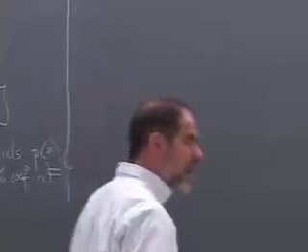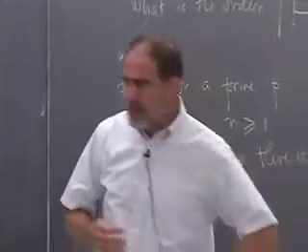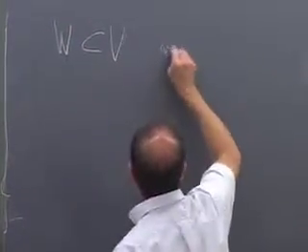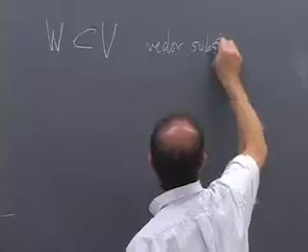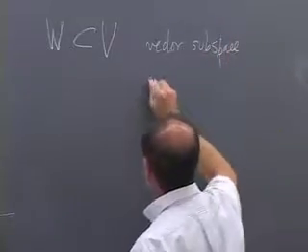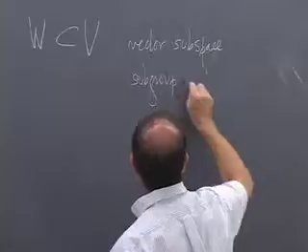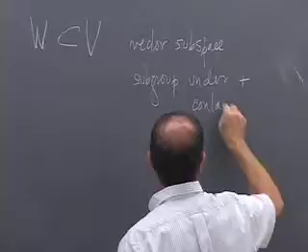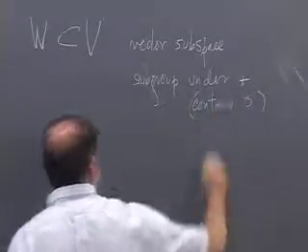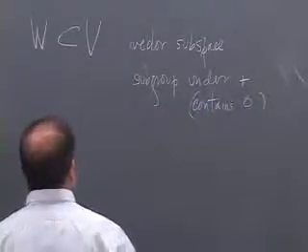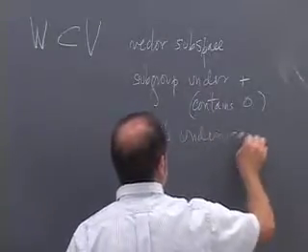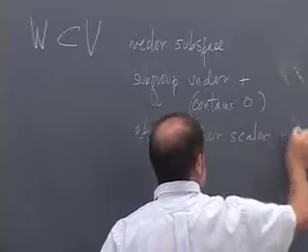All right. Now, just as we did for groups, we're going to have all kinds of concepts when we have subobjects and homomorphisms. So we say W in V is a vector subspace if it's a subgroup under plus, contains 0, of course, that's what it means to be a subgroup under plus, and is closed under scalar multiplication by F.